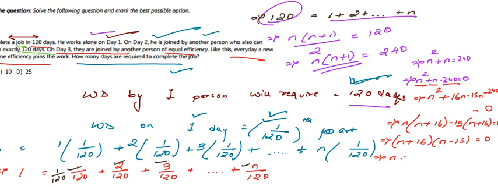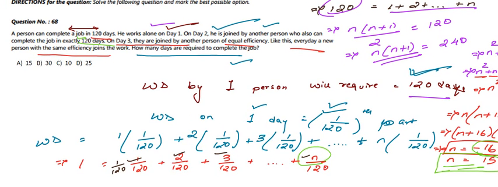So n can be equal to minus 16, or n can be equal to 15. Here n is the total number of people working on the last day, so it can't be negative, because the total number of people working can never be negative. So n equal to positive 15 is possible. We assumed the total number of days to be n and our n is 15, hence 15 is the correct answer to our question. Let's check the options. Option A matches our answer, hence option A is the correct answer to question number 68.